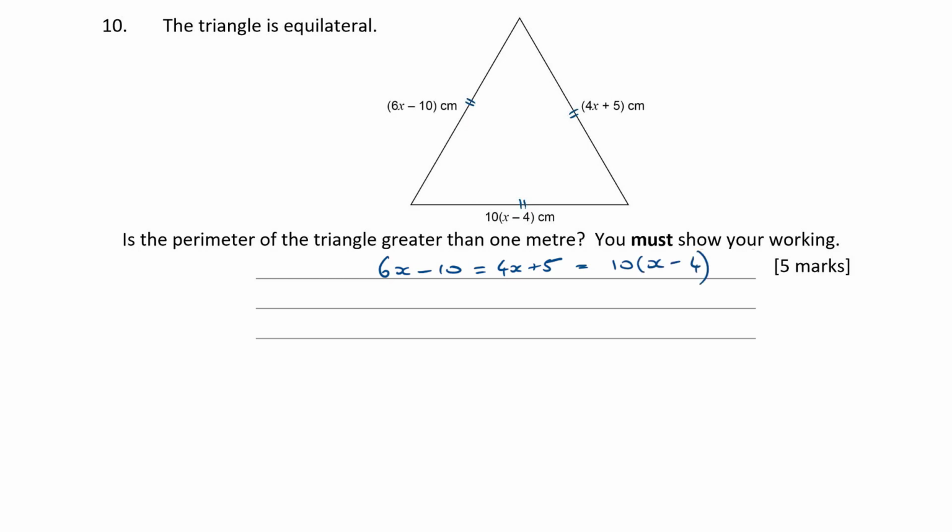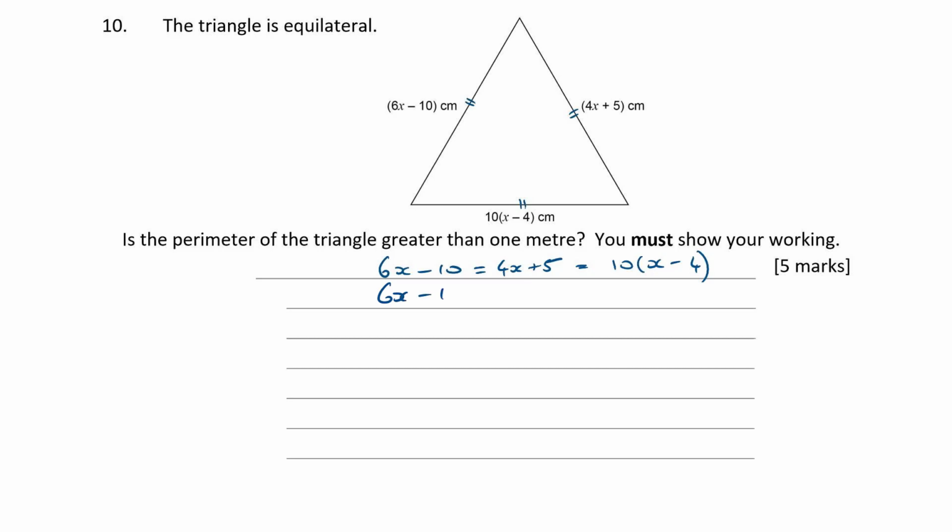Now it's not so easy to work with 3 parts of an equation like that. Can't really have 2 equal signs. So probably it's easier to work on one part and then the other part. So let's start with the first 2. 6x minus 10 is equal to 4x plus 5. So solving those, taking 4x away from both sides is going to give me 2x, and adding 10 to both sides is going to give me 15. So 2x is equal to 15, making x equal to 7.5.